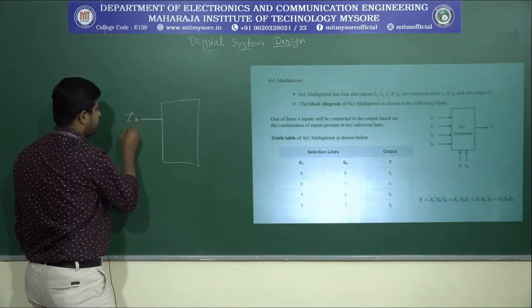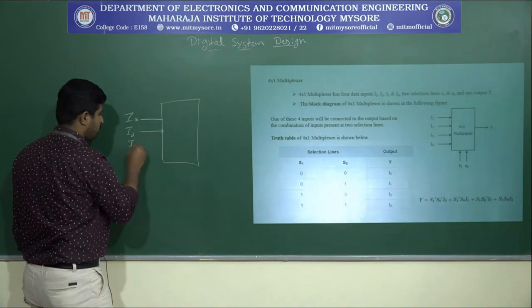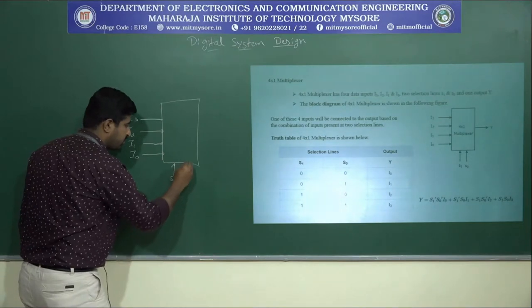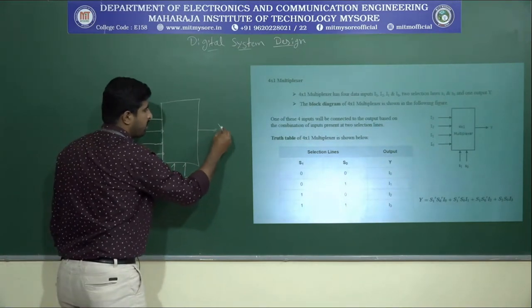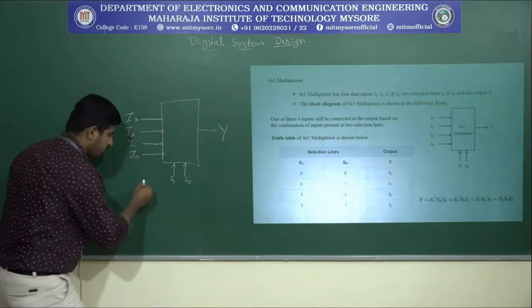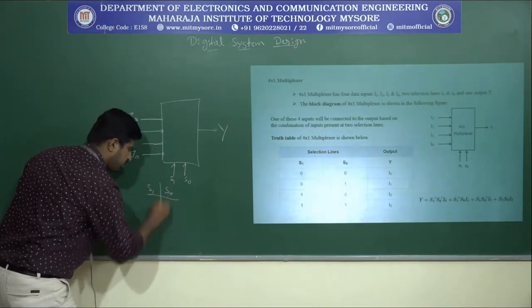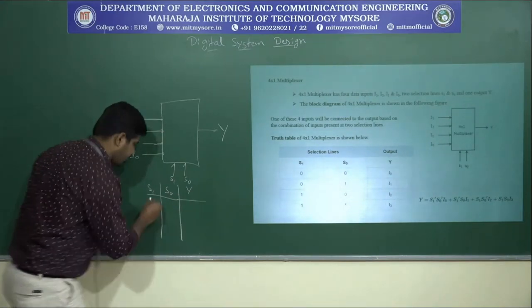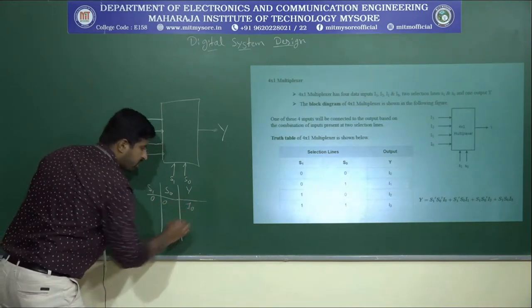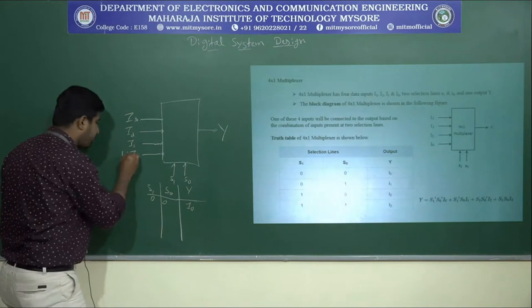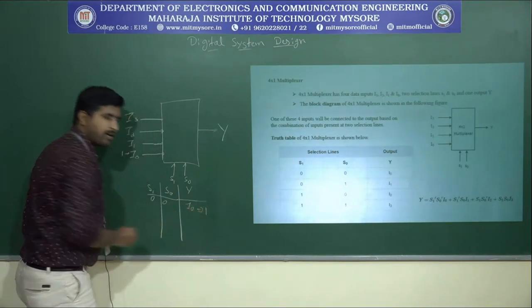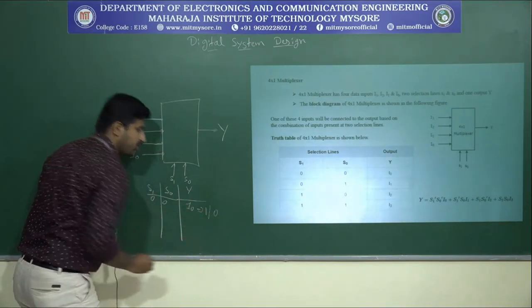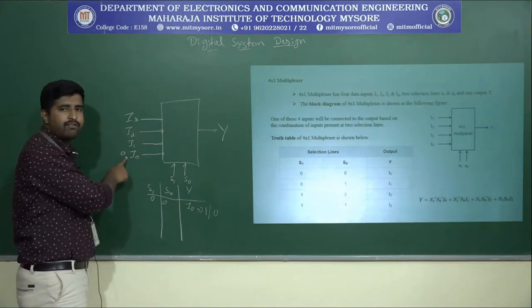So here we have I3, I2, I1, and I0. If you have two select lines S1 and S0, and one output Y, as per the S0 and S1 combinations, the output will be reflected. So if 00, I0 will come. That means if I0 equals 1, then the output will be 1. If you give I0 as 0, then Y will be 0, according to the value of I0.